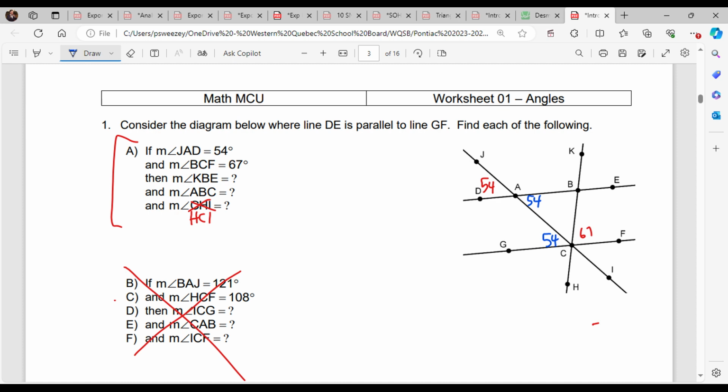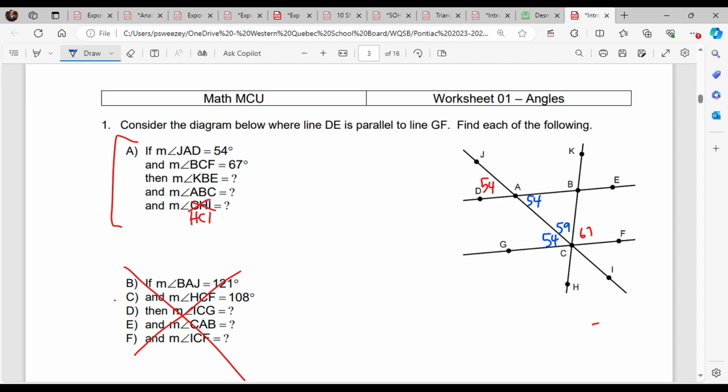Right now, if you want, because we knew those are corresponding, what other angle can you figure out at this point, knowing what you know about supplementary angles? So it's the opposite of 67. Well, 180 minus 54 minus 67 is going to give me 59. So that means I know it because that's a 180.